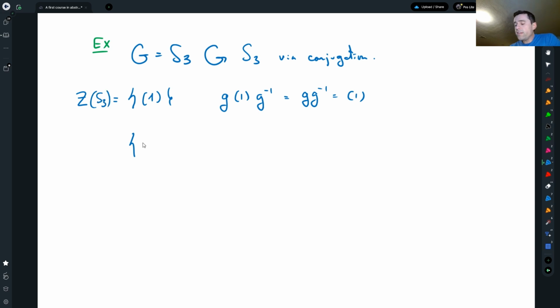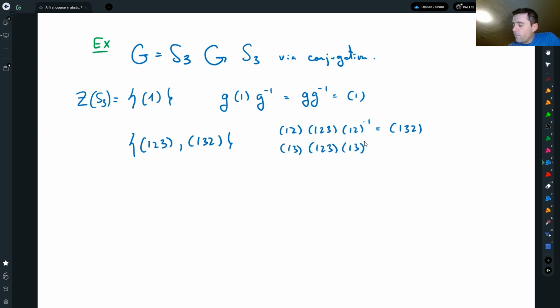And then for non-trivial classes, I have one class with (1 2 3) and (1 3 2), because (1 2)(1 2 3)(1 2) inverse, you can check that that is (1 3 2), and (1 3)(1 2 3)(1 3) inverse is (1 2 3). So these are conjugates. And if you do any other conjugation, you get back one of these two. So it's another class. And then there is one more class, which is (1 2), (1 3), and (2 3). That's another conjugacy class with three elements.